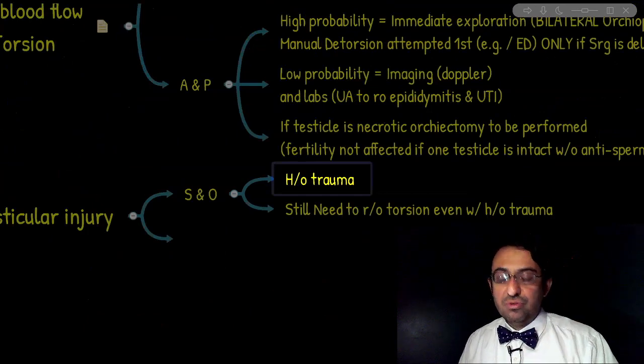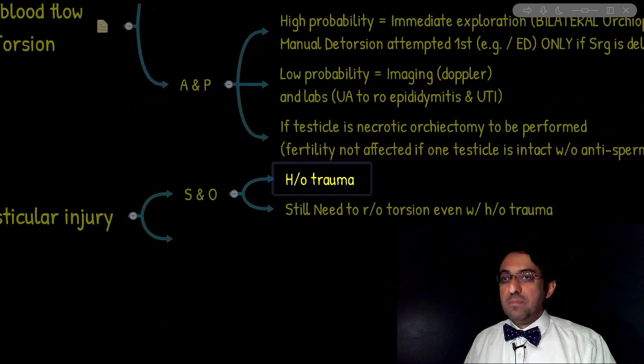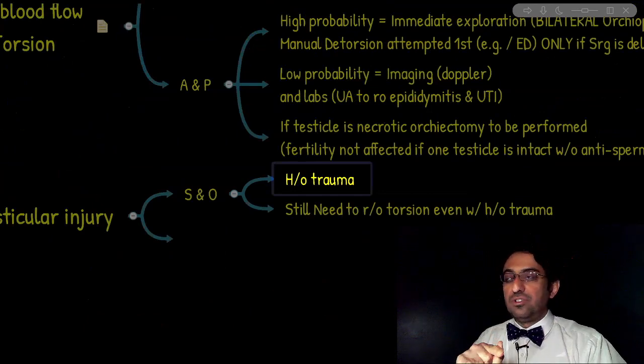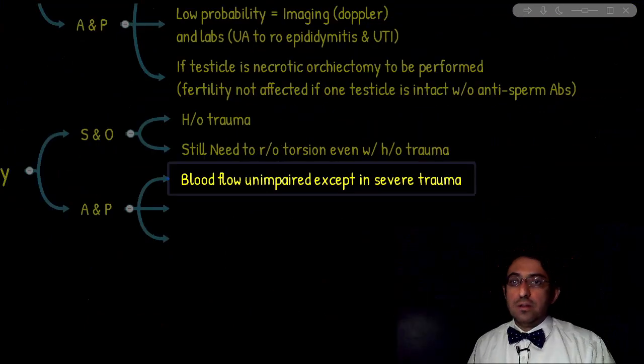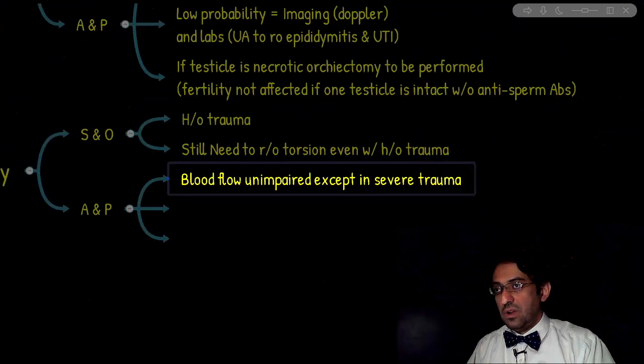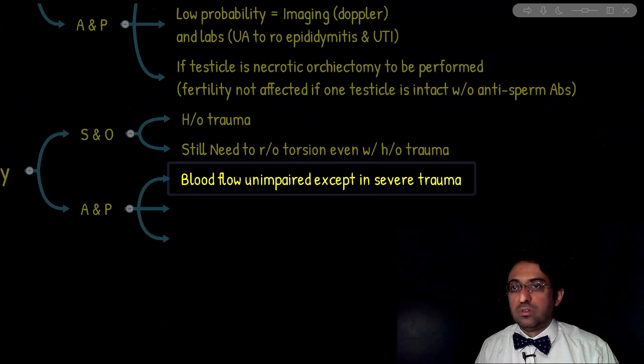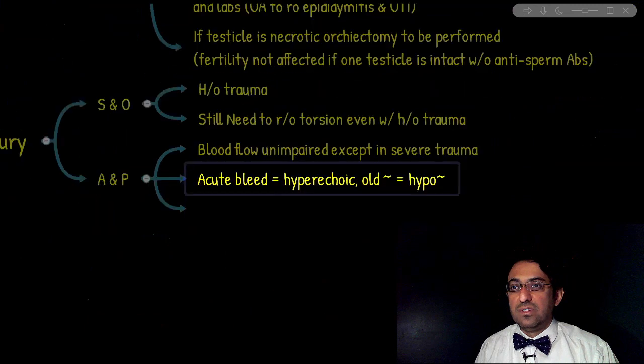Still, we need to rule out torsion. Remember, trauma is itself a risk factor of torsion. Again, we need to perform the workup of torsion regarding the timing and presence of cardinal symptoms and need for Doppler ultrasound. Another overlap is, remember that even though we say impaired blood flow is the hallmark of torsion, in severe trauma it's possible to also have impaired blood flow to the testis.